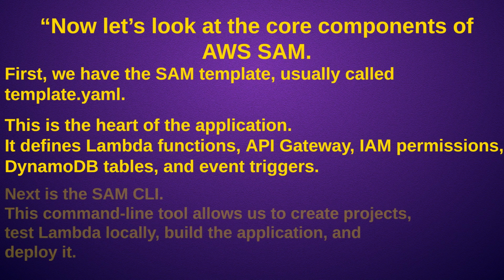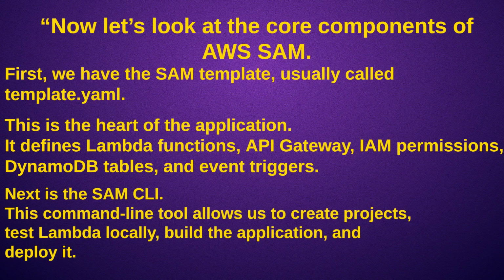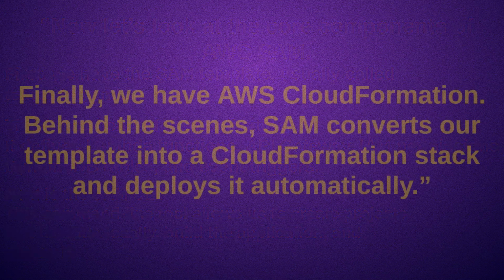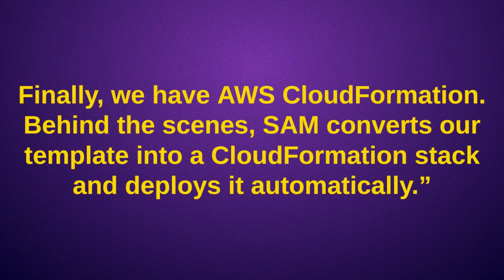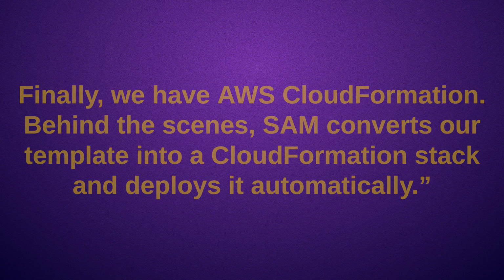Next is the SAM CLI. This command line tool allows us to create projects, test Lambda locally, build the application, and deploy it. Finally, we have AWS CloudFormation. Behind the scenes, SAM converts our template into a CloudFormation stack and deploys it automatically.